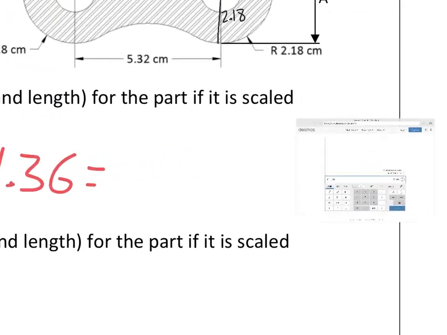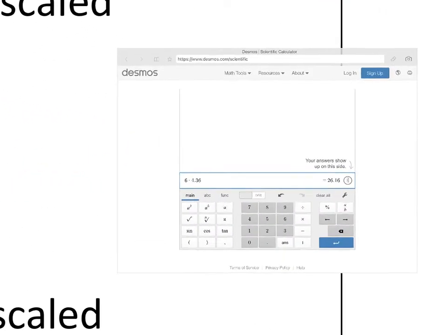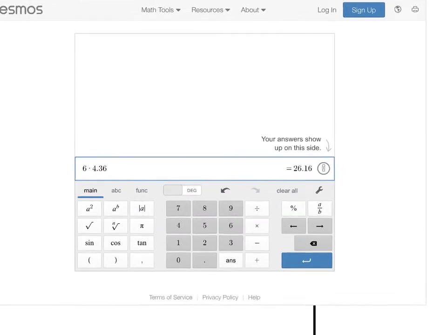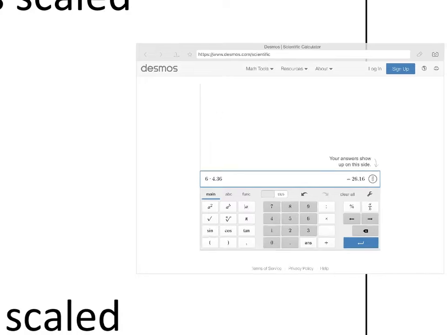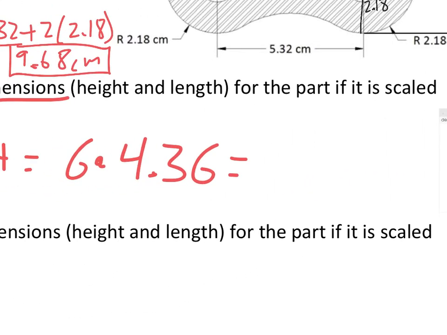And using a calculator, this is Desmos's scientific calculator here, is a nice one. 6 times 4.36 gives us 26.16. And that is centimeters.